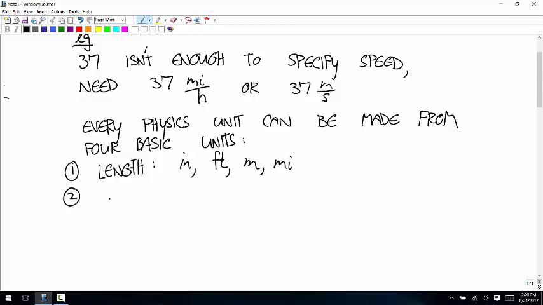The second is a unit of time. So seconds, minutes, hours.